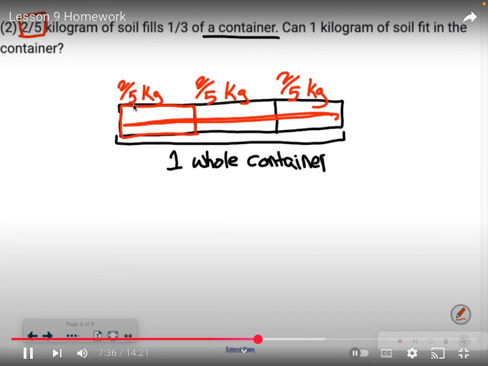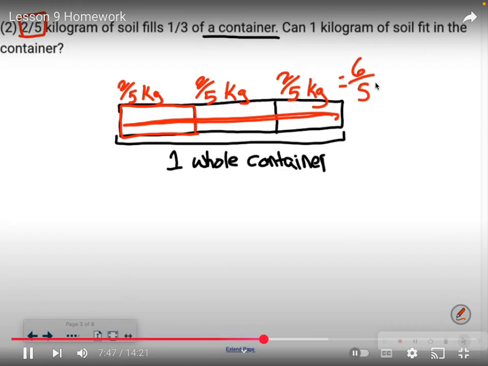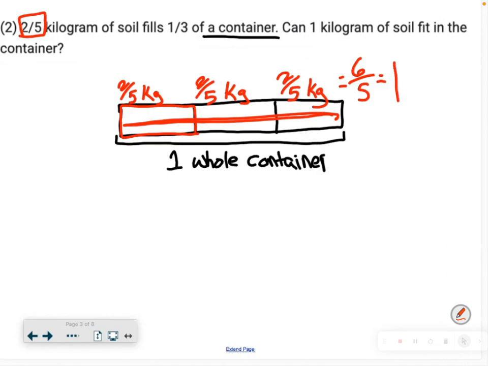So you have 2/5 here, another 2/5, 4/5, and another 2/5 would be 6/5. And 6/5 is, if you put that as a mixed number, 1 and 1/5. So the question, can a kilogram fit into the container? Yes, because we can fit just over a kilogram into that container.